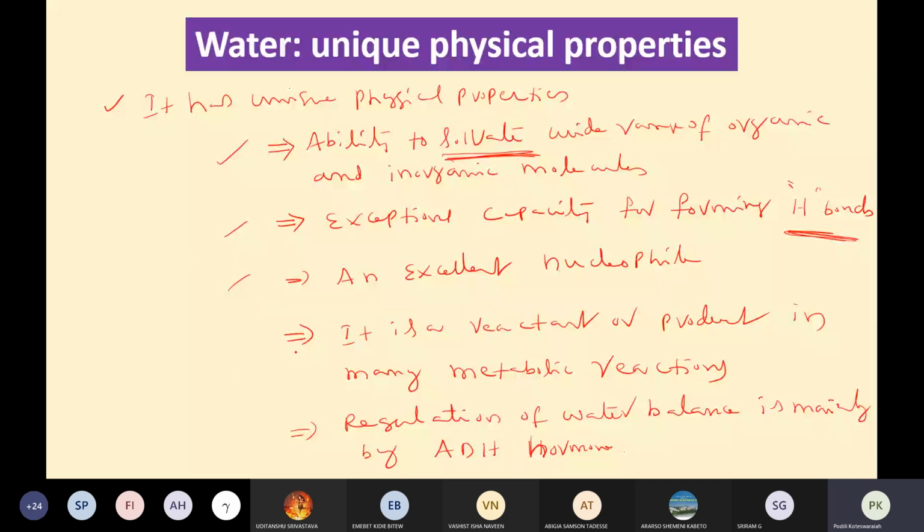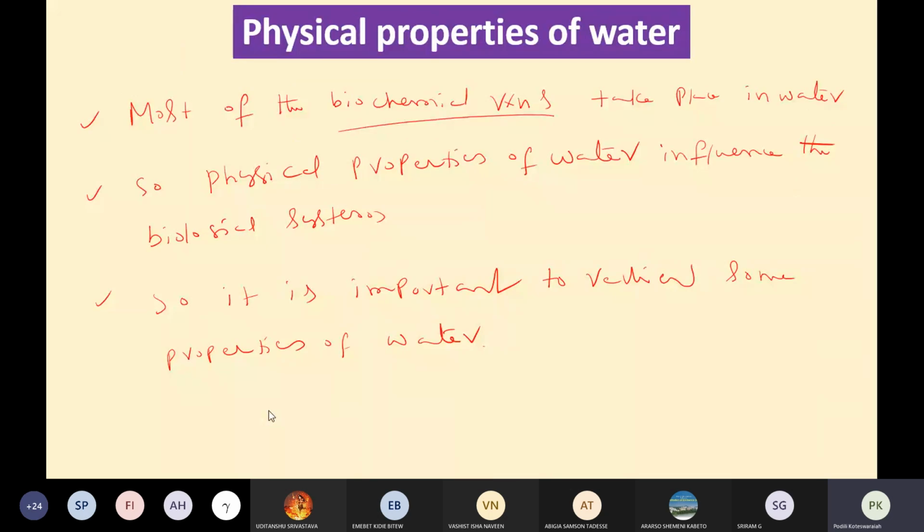And in many metabolic reactions, water serves as the reactant or the product. In the human body, the regulation of water balance is mainly done by the anti-diuretic hormone. In addition, water has the propensity to dissociate into a hydroxide ion and a proton, that is, H plus and OH minus ions, and the concentration of the proton, or the acidity of a solution, is generally reported by the logarithmic pH scale. This we will see later.